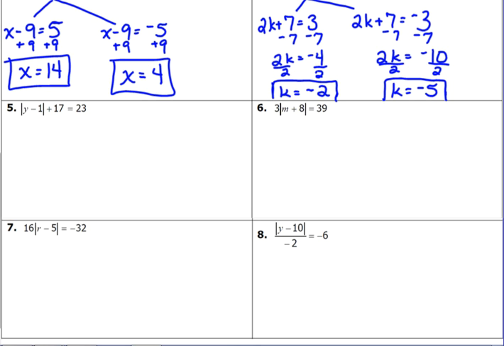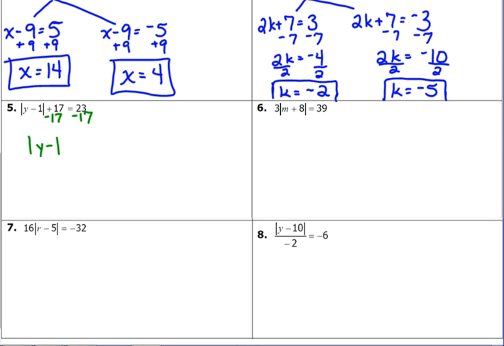Okay? You cannot, I repeat, you cannot ever change what's inside the absolute value. So that 17 has to be moved to the other side. How do we move the 17 to the other side? Subtraction. Because we are adding, so the opposite is to subtract.